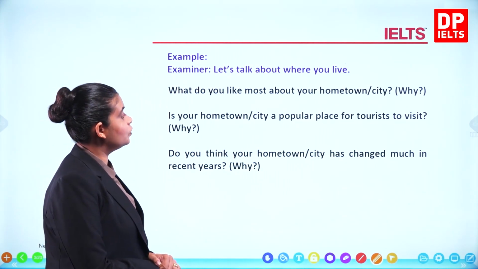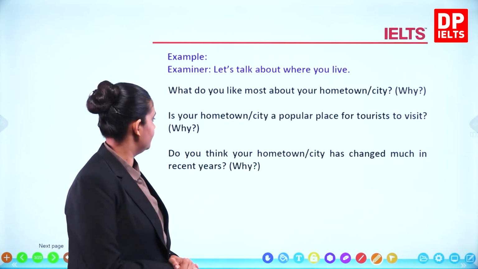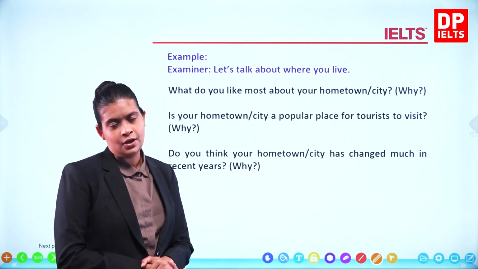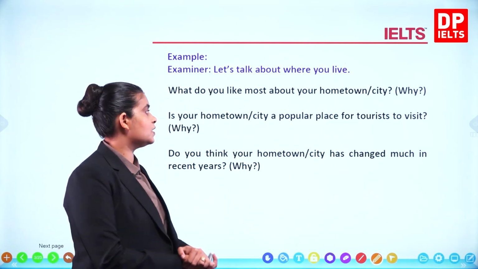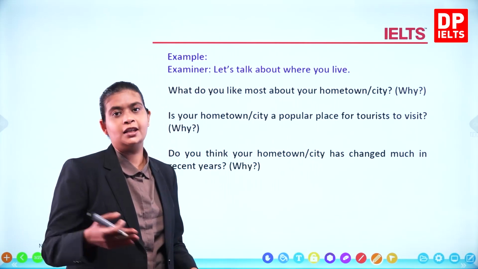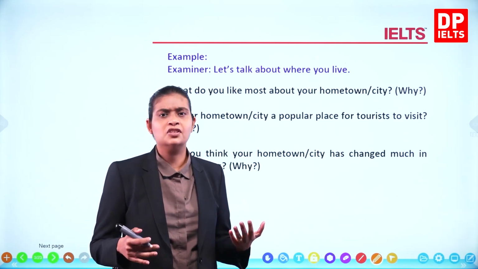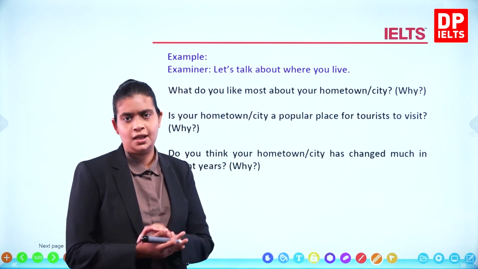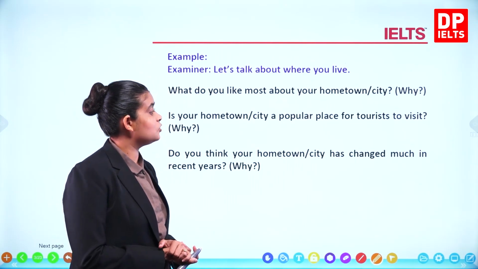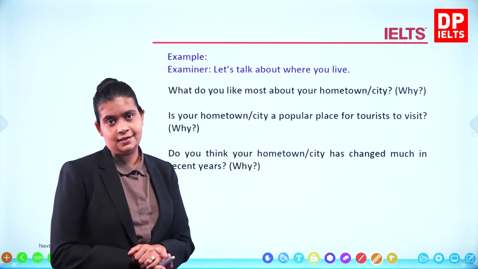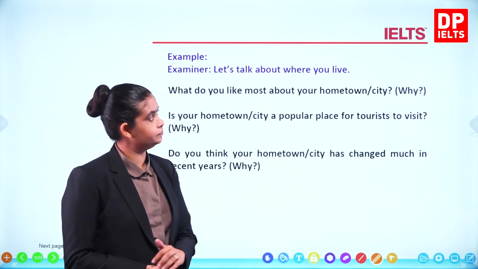Is your hometown or city a popular place for tourists to visit? And they would ask you why. So without them always asking you why, you could say yes it is because, and give the reason. That's it. Don't go on giving 150 reasons. Just 1 reason or 2 reasons are more than enough. Do you think your hometown or city has changed much in recent years? You can say yes or no and then a reason.